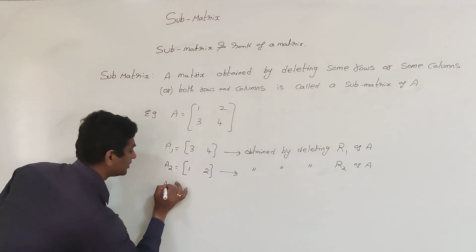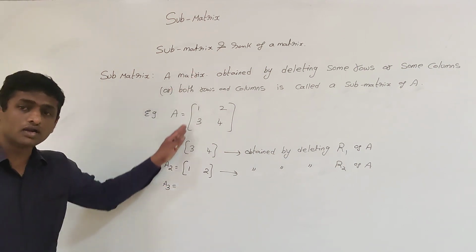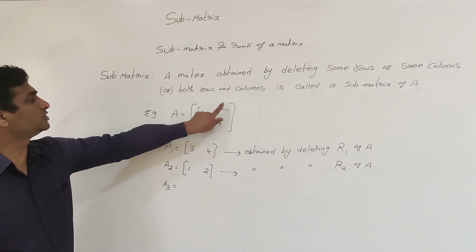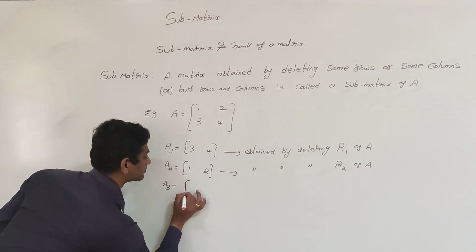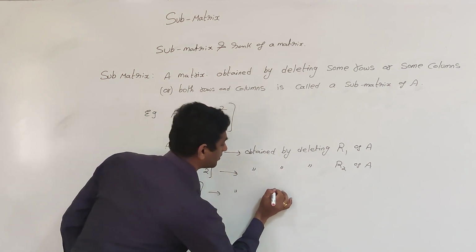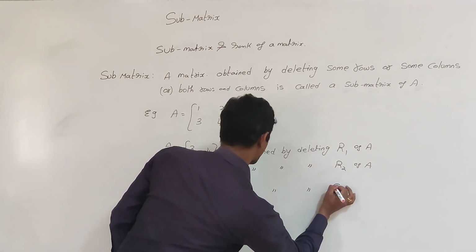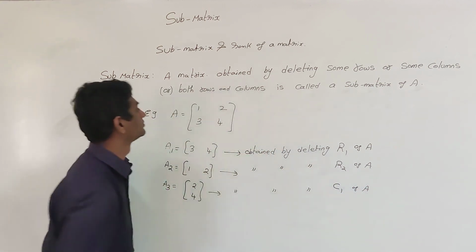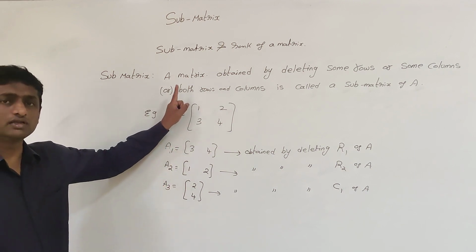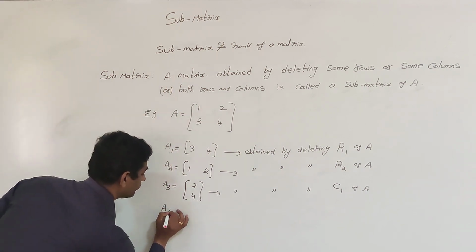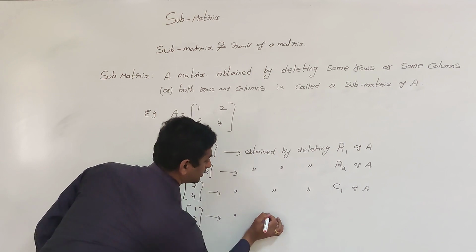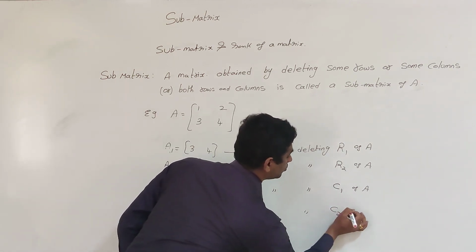Next, A3 is another submatrix. If I delete column 1, you will get a matrix with elements 2, 4 column-wise. It is obtained by deleting column 1 of A. If I delete column 2, you will be left out with only column 1 elements, A4, 1, 3, obtained by deleting column 2 of A.